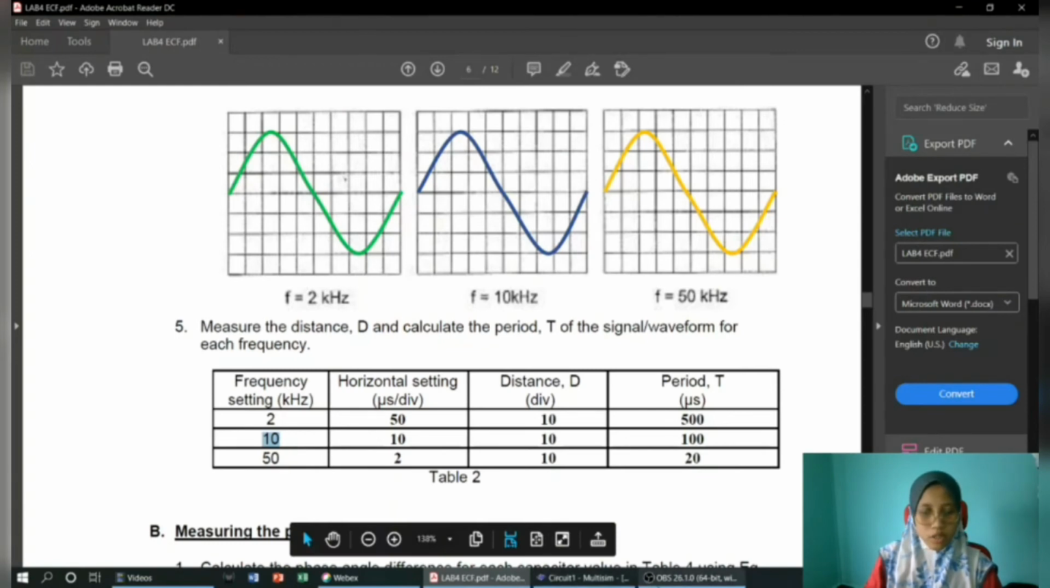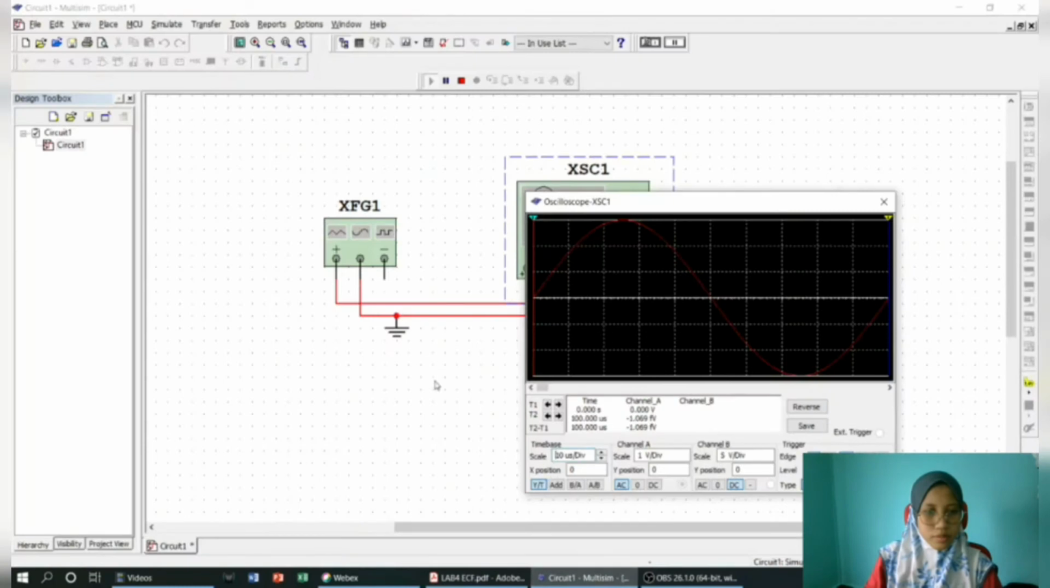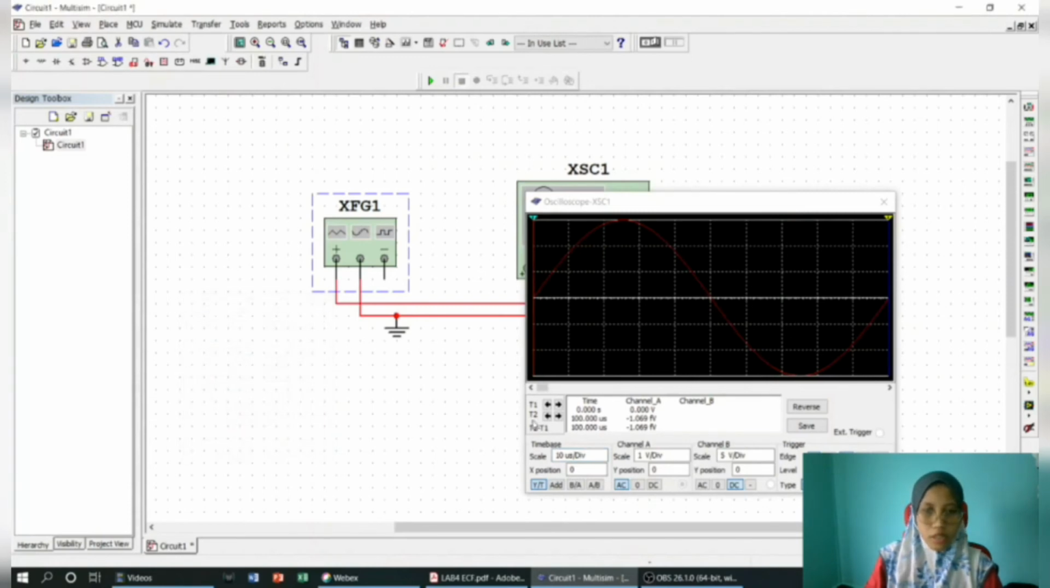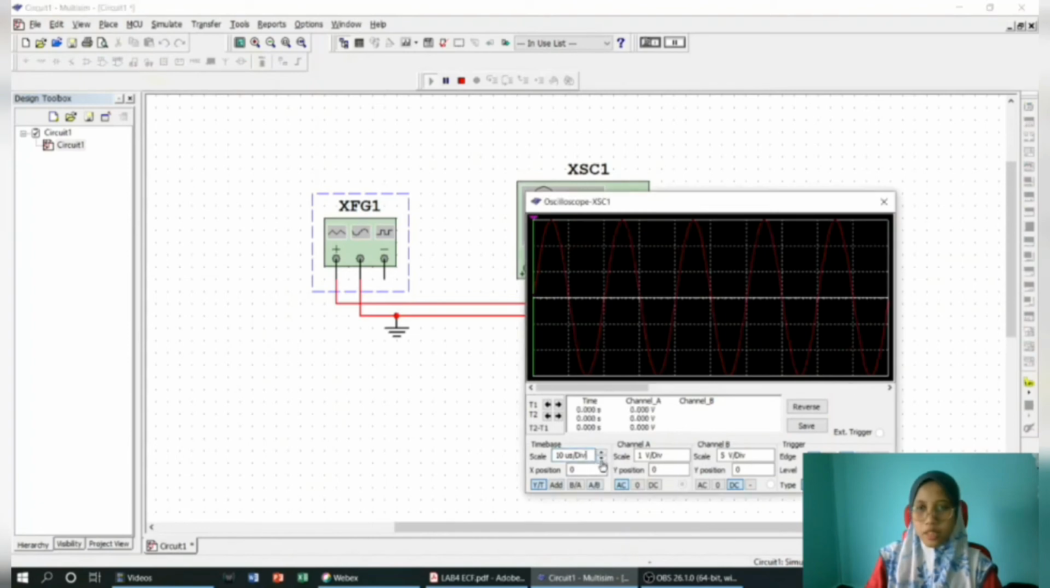For 50 kHz, set up the function generator to 50 and run again. Change the scale and we get this waveform. The period for this waveform is 20 milliseconds.